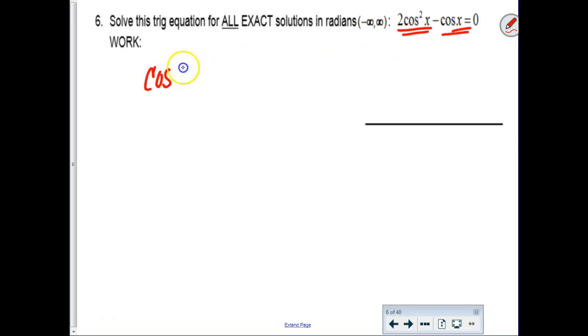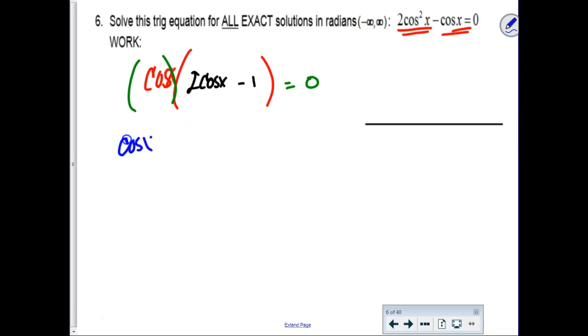Cosine. Theta, x, whatever. So if you take out a cosine, you still have 2 times a cosine, and then minus 1. Now that you have your 2 factors, you're going to set each of them equal to 0 and solve. So very basic factoring question for trig, but you do have to be careful about what you're doing. So where is the cosine 0? And then for this one, you have to do a little algebra before you can look at your unit circle. So right here, if you added the 1 and divided by 2, you're asking yourself, where is cosine 1/2?